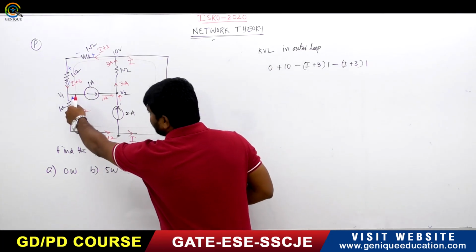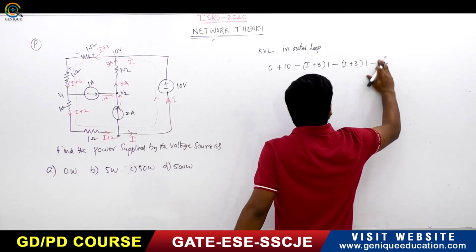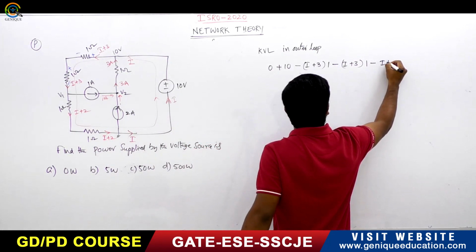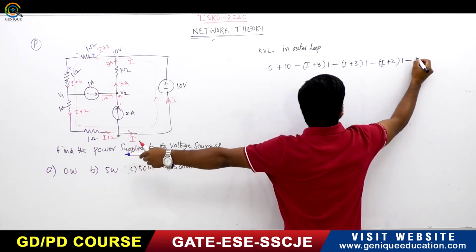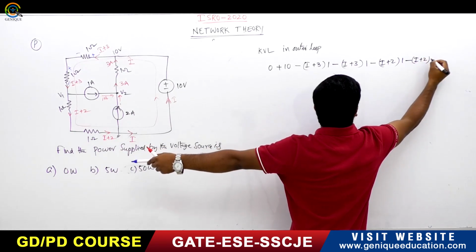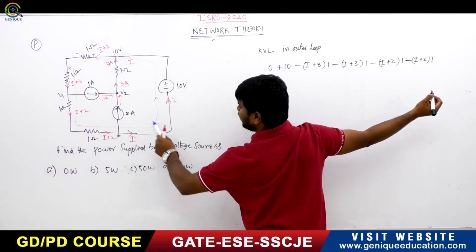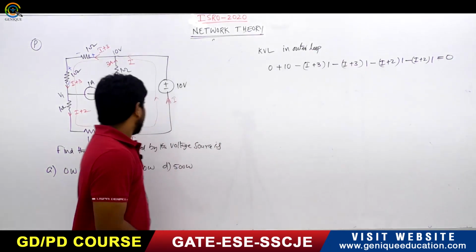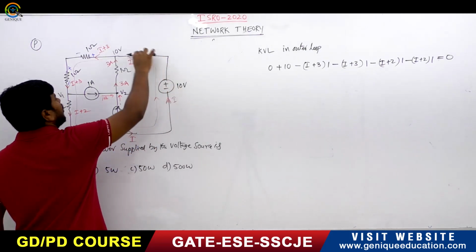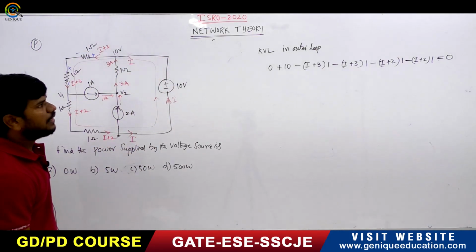What about this? Minus I plus 2 into 1. What about this? Minus I plus 2 into 1. What about this? It is 0. It is equal to 0. I started from here, went here, and ended up here.